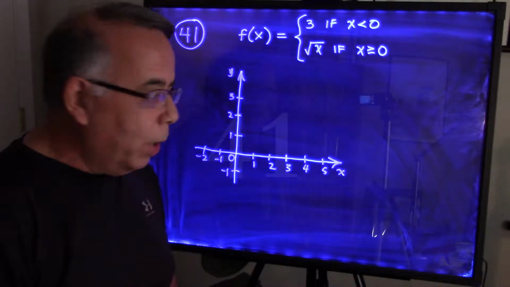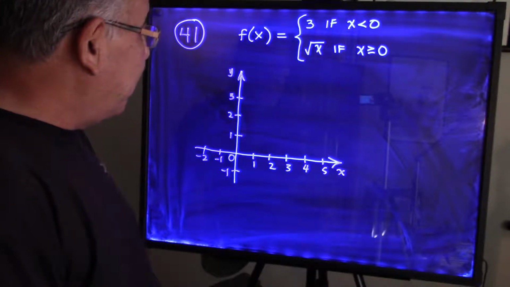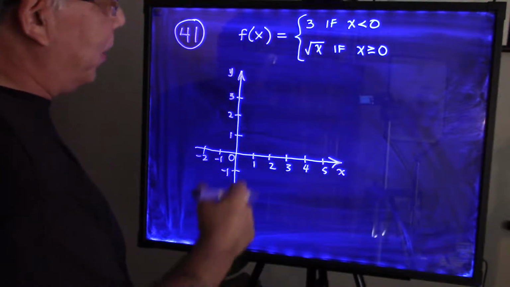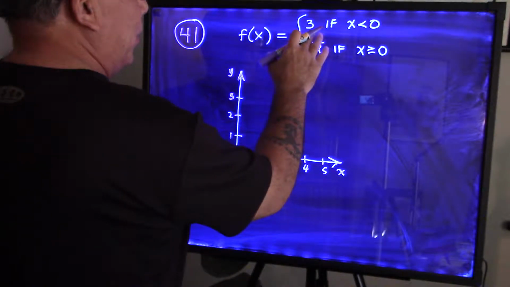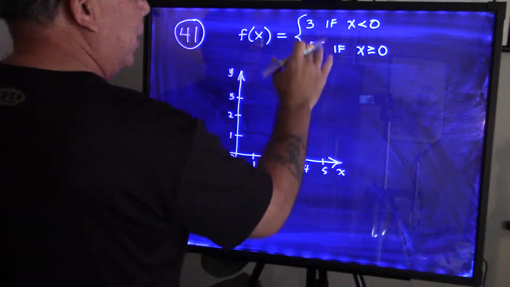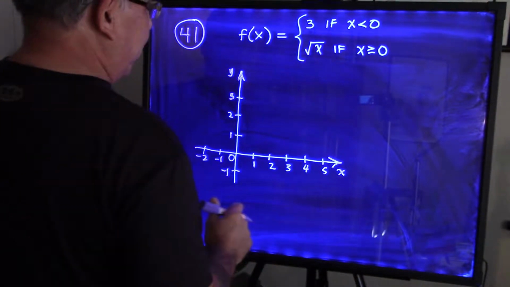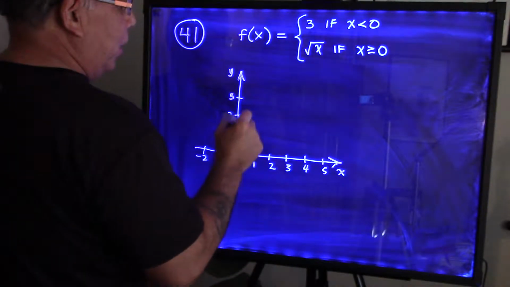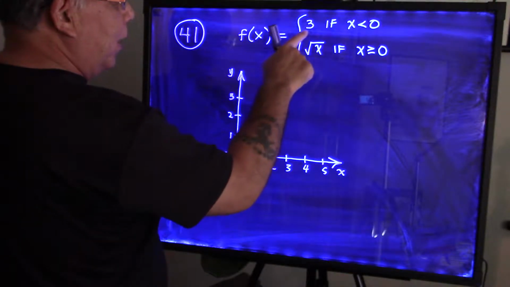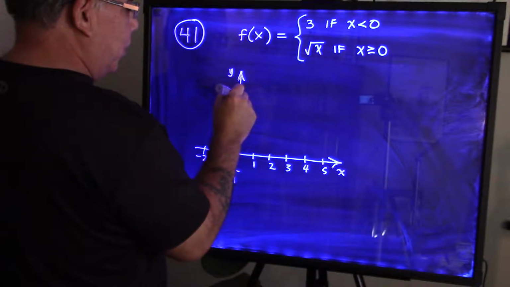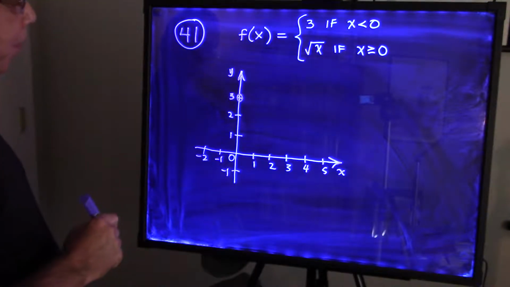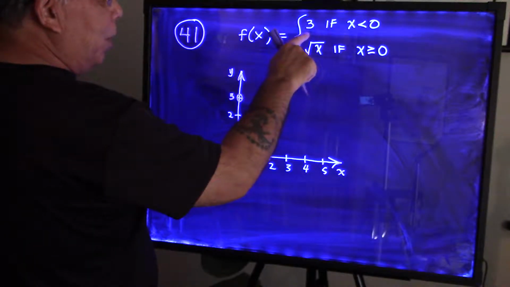Okay, number 41. F of x is 3 if x is less than 0, square root of x if x is greater than or equal to 0. Okay, so it's 3 if x is less than 0. So you're not including x equals 0 in that part of the function. So you would put an open circle at x equals 0, and at this point you would just put y equals 3. So open circle here, like that.